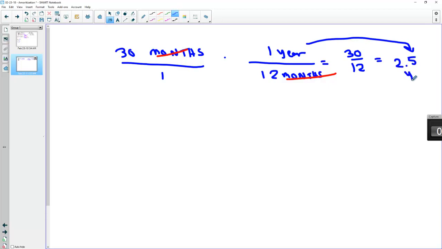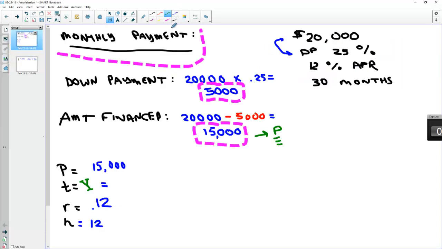This is kind of rare because you typically wouldn't borrow money in that kind of term. So when you have that, 30 divided by 12 is equal to 2.5. I'm going to use this as the Y value now. So let's go back and put that right there. We're going to use all of these numbers right here.